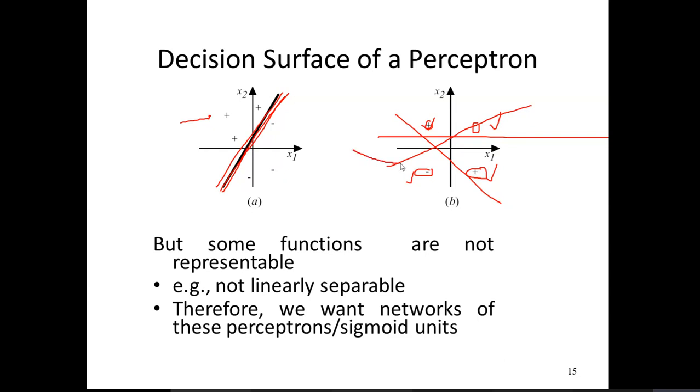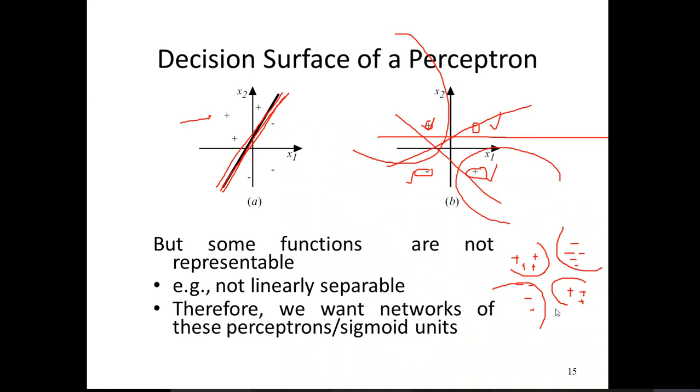Probably the decision boundary should be like this. I'll draw it separately, so that the decision boundary is like this, so that all the positive samples are here and the negative samples are here. Or instead of this, it could be this way also. You can identify a decision boundary of this kind also. So that's not possible with a perceptron.